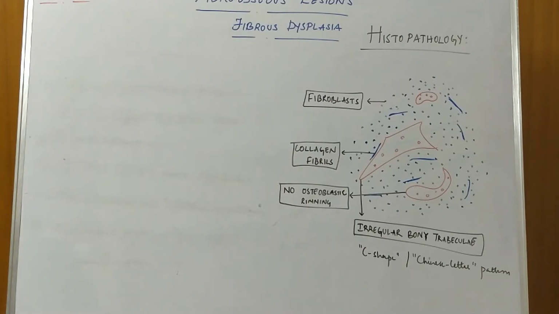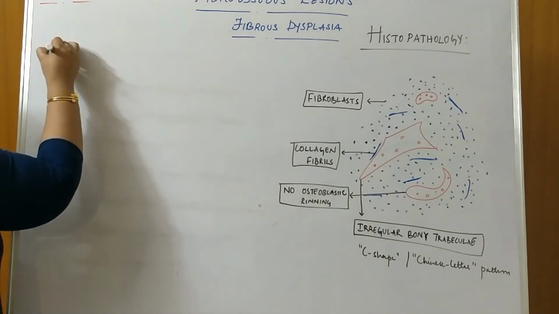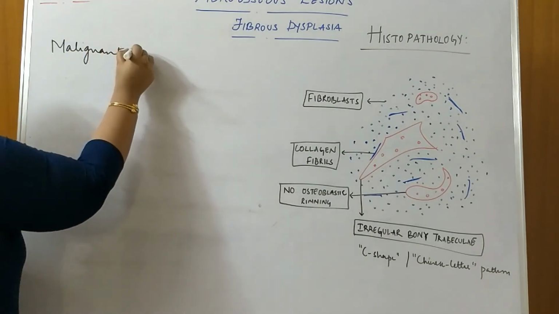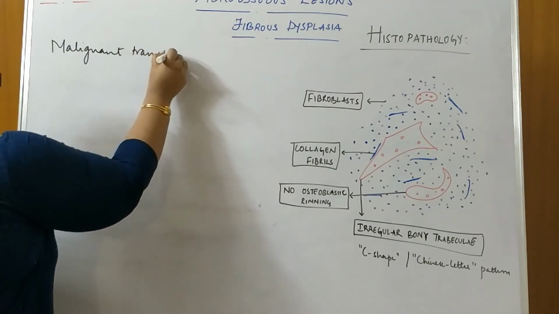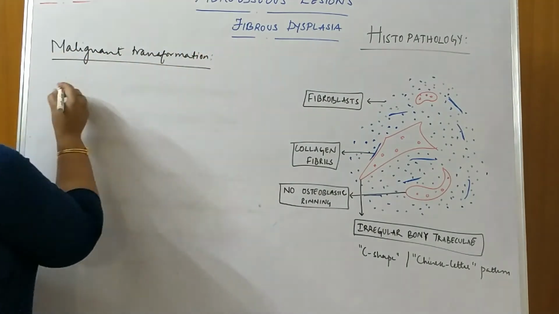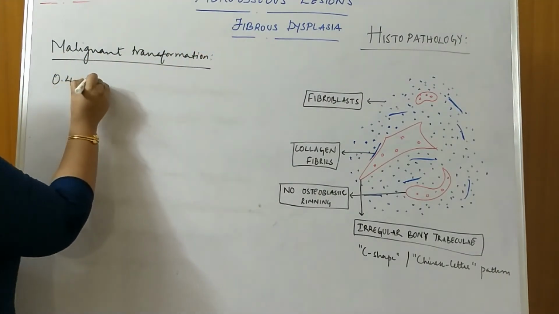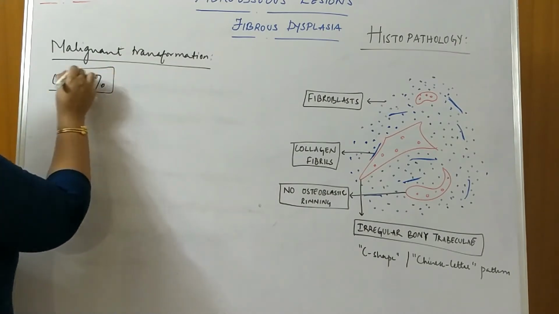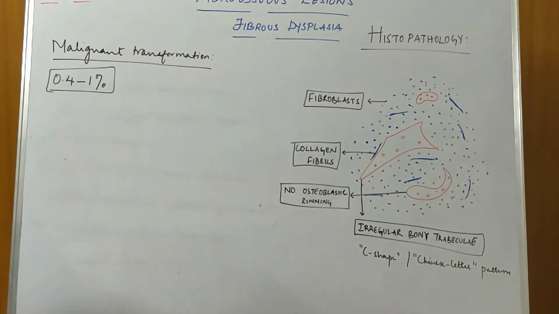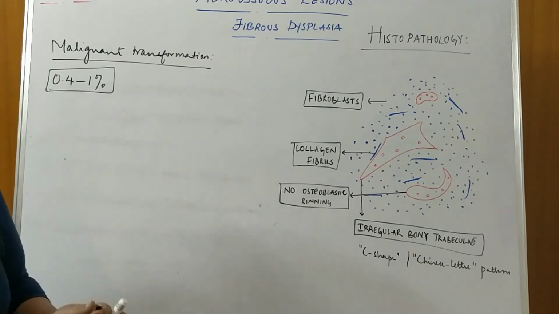Next, let us see about the malignant transformation of fibrous dysplasia. There are very few cases which transform into malignancy, and the rate is 0.4 to 1% of the cases. So a very small percentage of cases transform into malignancy. Now, even though they transform, which tumors do they transform into?